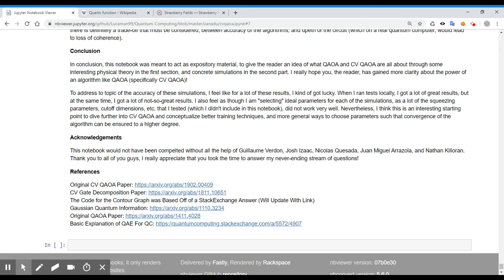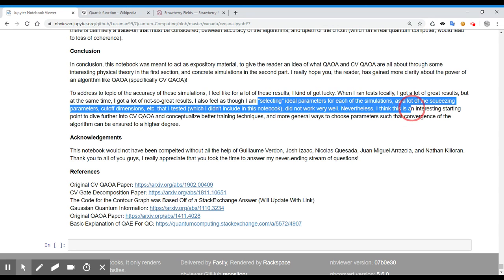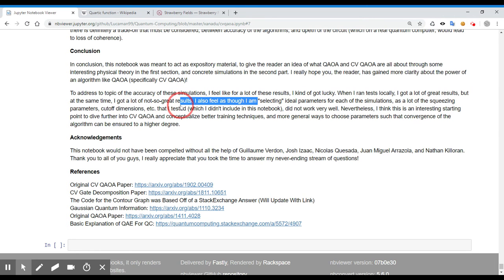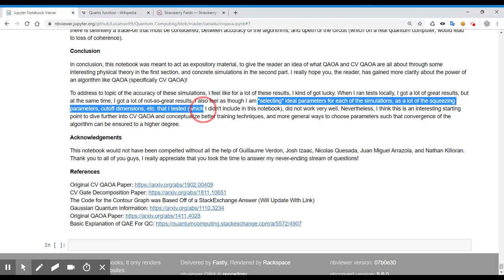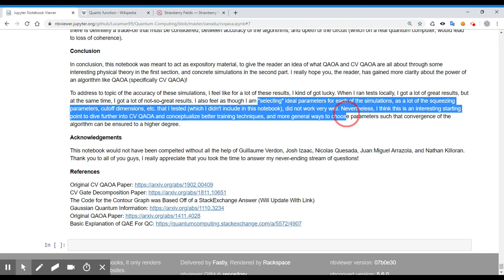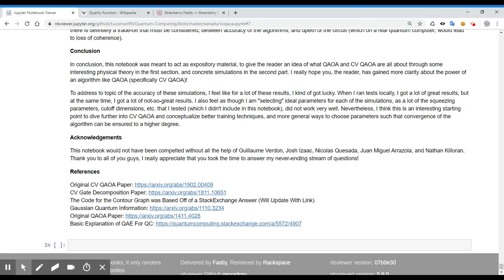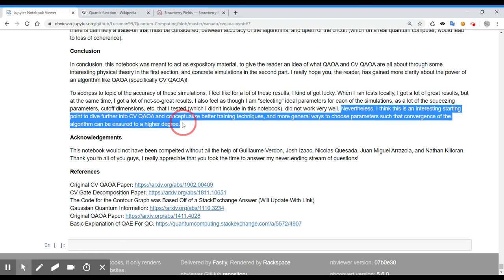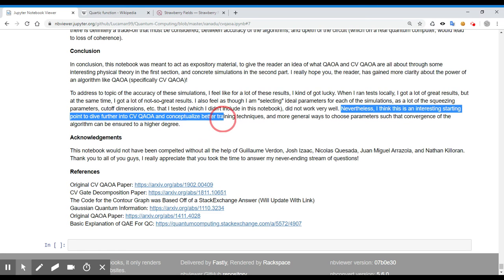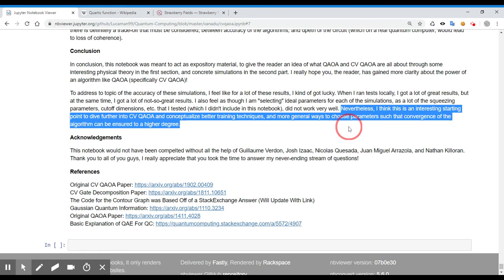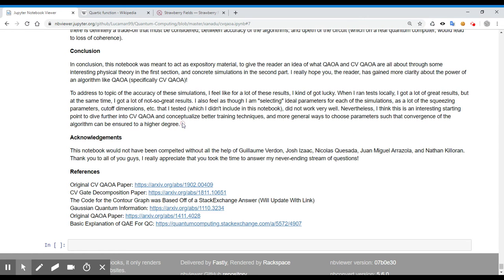when I ran tests locally. I got a lot of great results, but at the same time I got a lot of not so great results. I also feel as though I am selecting ideal parameters for each of the simulations, as a lot of the squeezing parameters, cut off dimensions, etc. that I tested, which I didn't include in the notebook, did not work very well. Nevertheless, I think this is an interesting starting point to dive farther into CVQA and conceptualize better training techniques and more general ways to choose parameters, so that convergence of the algorithm can be ensured to a higher degree.